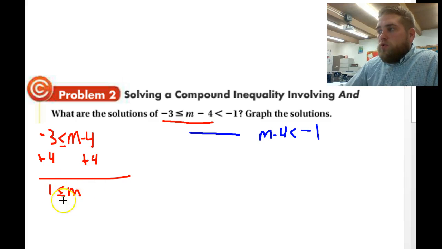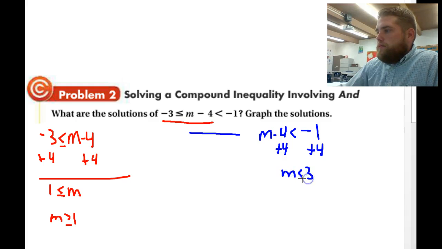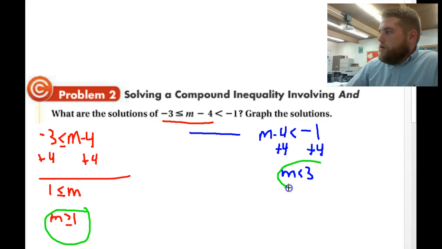Okay, I need to switch this around because m's on the wrong side. So I have m is greater than or equal to 1. Okay, and then on my blue equation, I add 4. Okay, so m is less than 3. Okay, so now when they come together, I've got this equation and this equation.